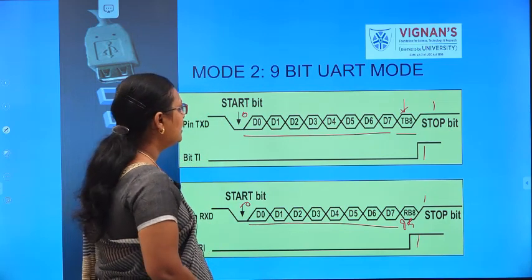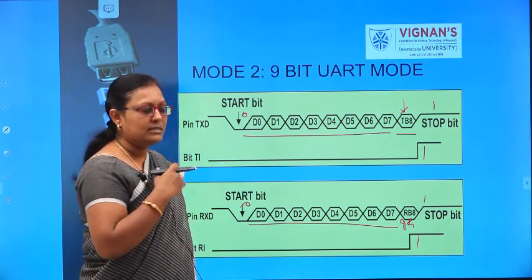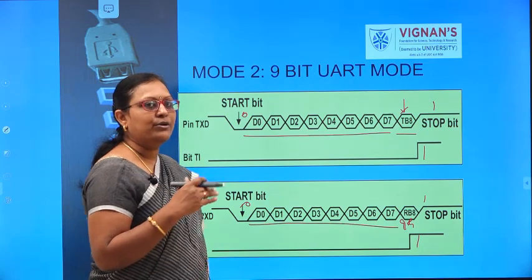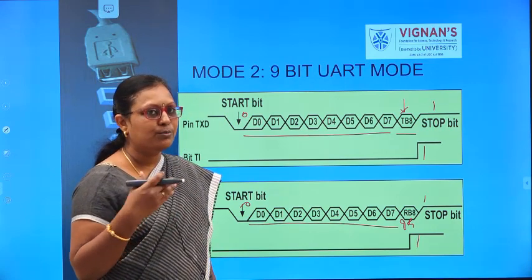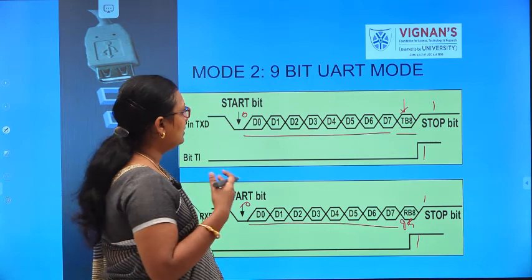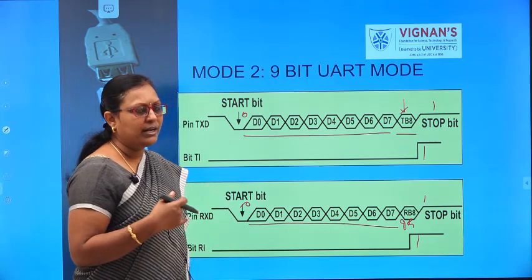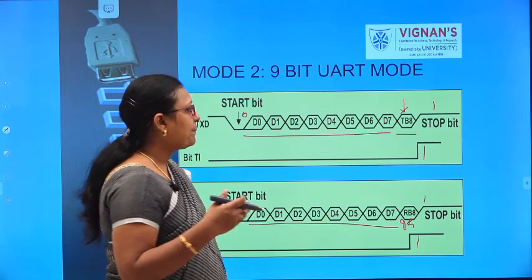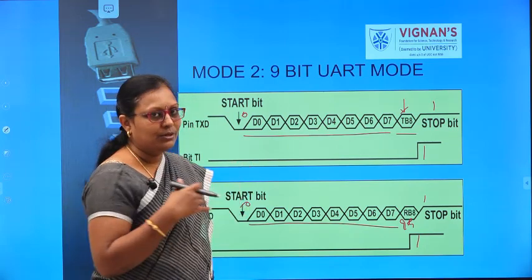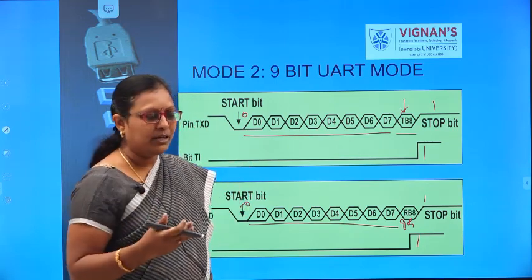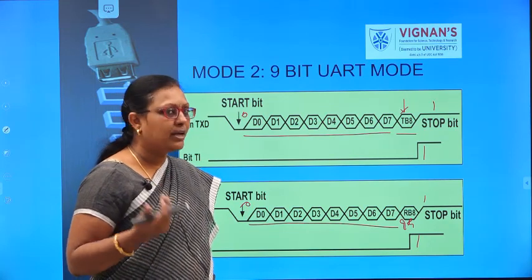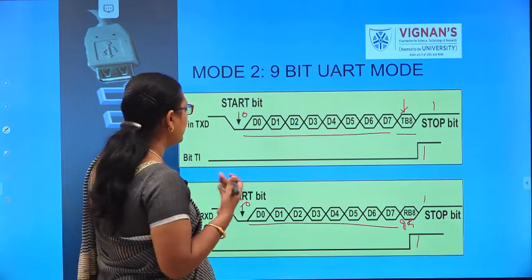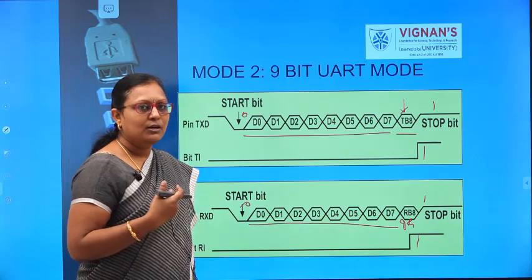So this is the serial port transmission which occurs in mode 0, mode 1 and mode 3. There is no difference between mode 2 and mode 3, except that the baud rate is varied as per the usage. In mode 2 you can have only a fixed baud rate, in mode 3 you can have a variable baud rate. That is the only difference between mode 2 and mode 3.